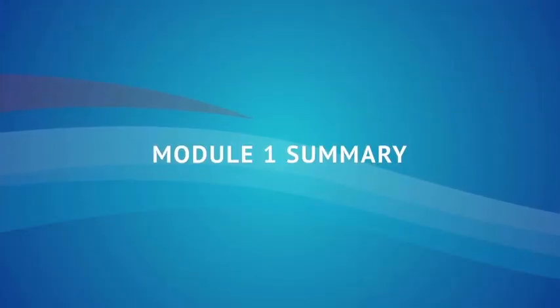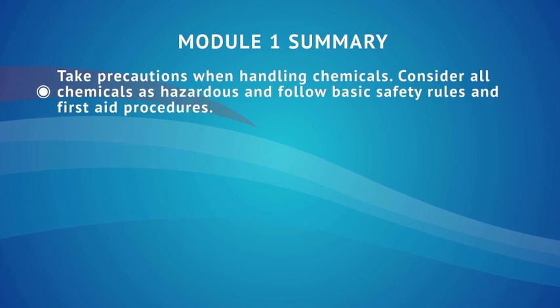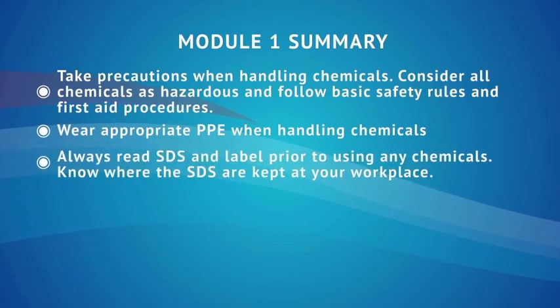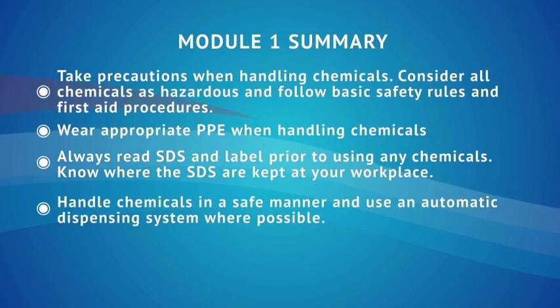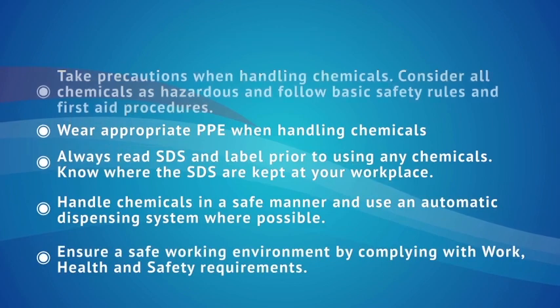To summarise today's training, take precautions when handling chemicals. Consider all chemicals as hazardous and follow basic safety rules and first aid procedures. Wear appropriate PPE when handling chemicals. Always read SDS and label prior to using any chemicals. Know where the SDS are kept at your workplace. Handle chemicals in a safe manner and use an automatic dispensing system where possible. Ensure a safe working environment by complying with work health and safety requirements.